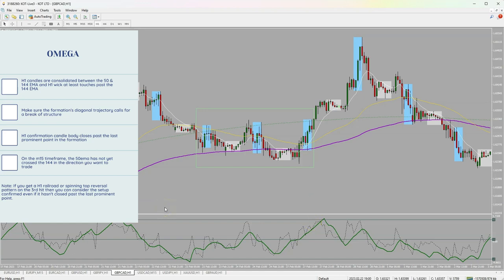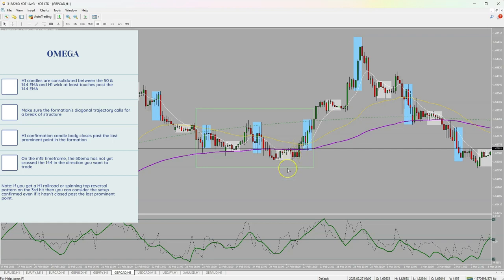So what I mean by the diagonal trajectory, actually, let me go into the third rule first, and then we'll circle back to the second rule. The H1 confirmation candle body closes past the last prominent point in the formation. Well, this right here is going to be the last prominent point in this formation, the top of that candle body right there. Because price is chopping here. It comes up, down, and then we get this break of structure right here on this candle. Now, let me circle back to the second rule.